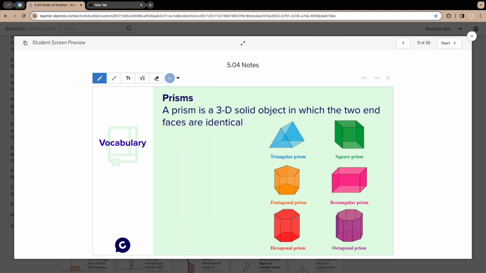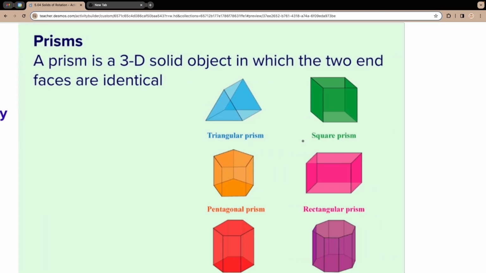A prism is a 3D shape that is a solid object with the two end faces being identical, and then it's connected by rectangles. So there's different types of prisms. For example, if I had two triangle faces that are connected by rectangles, that is called a triangular prism.